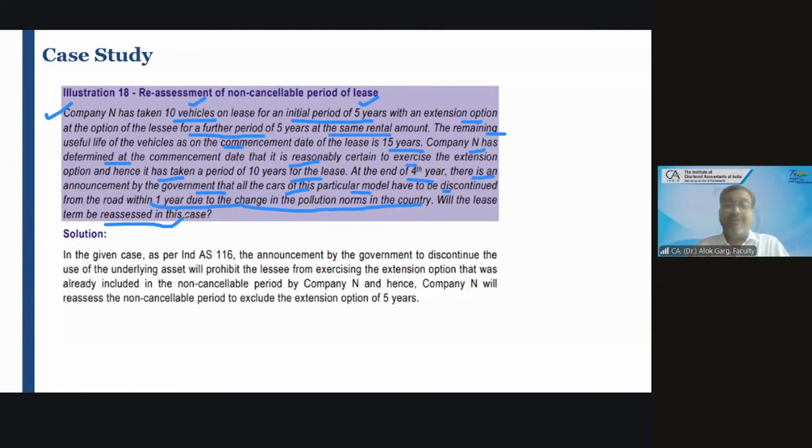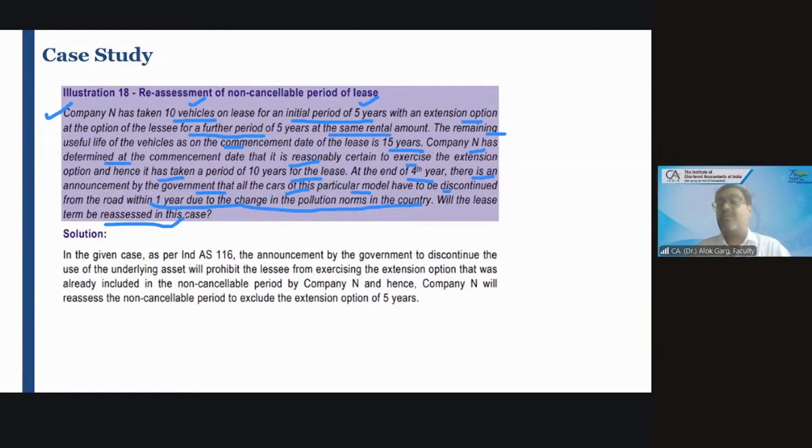Yes. So 4 years have already passed. In the next 1 year, this model has to be discontinued. So your initial non-cancelable period of 5 years will also be over. So in that case, are you going to renew that 5-year renewal option? Of course not.